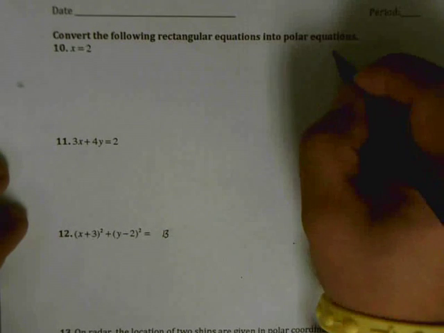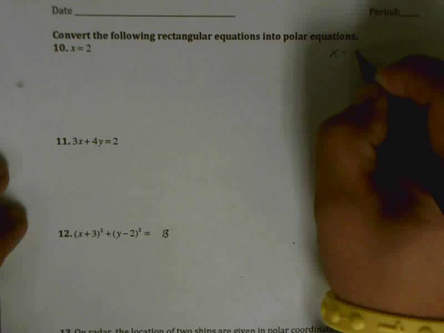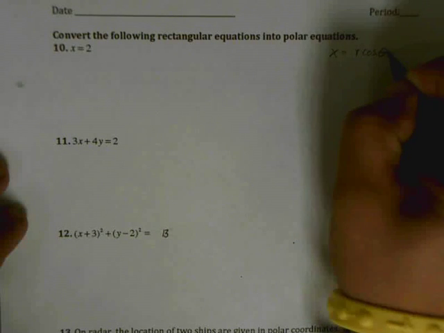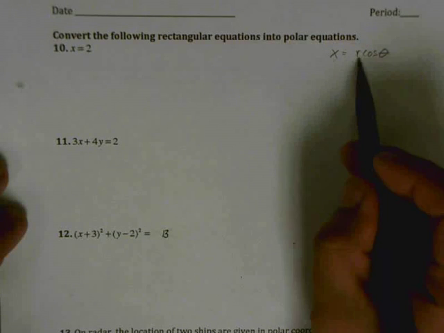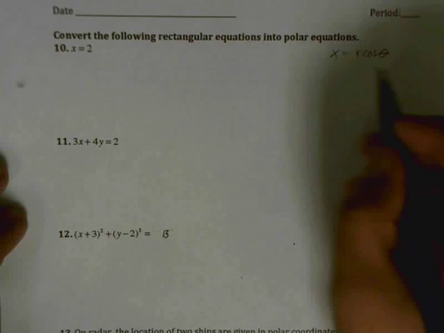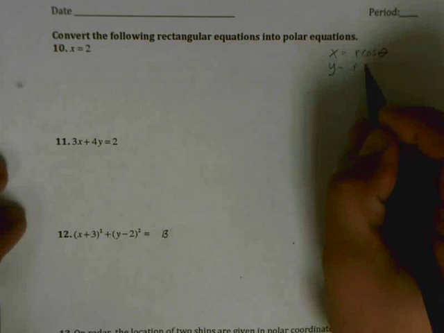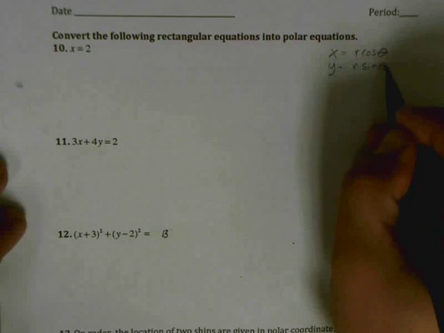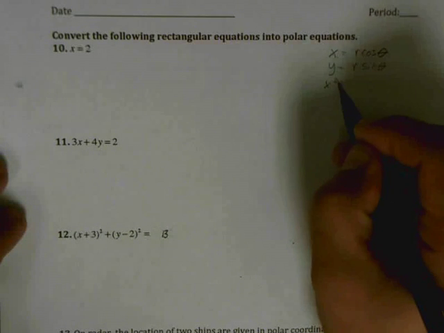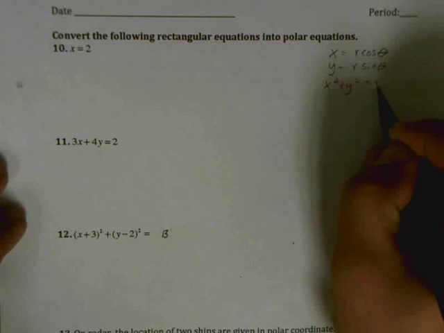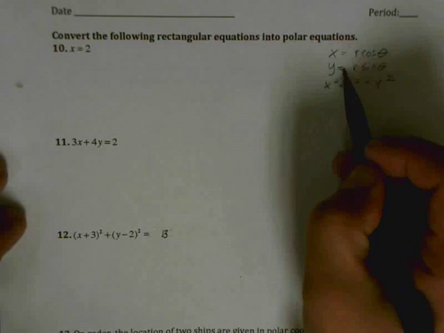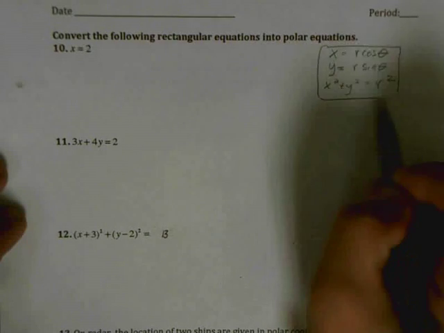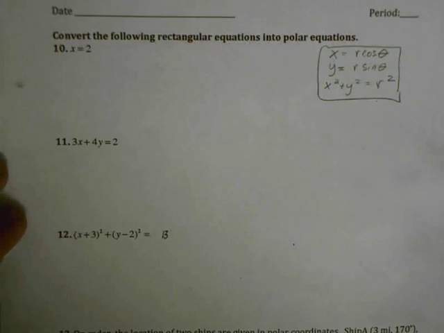So let's bear in mind the ways that we can convert between polar and rectangular. x is always r times cosine of theta. y is r times sine of theta. And we can also say that x squared plus y squared is equal to r squared. These are the three ways that we have for converting between rectangular and polar equations.